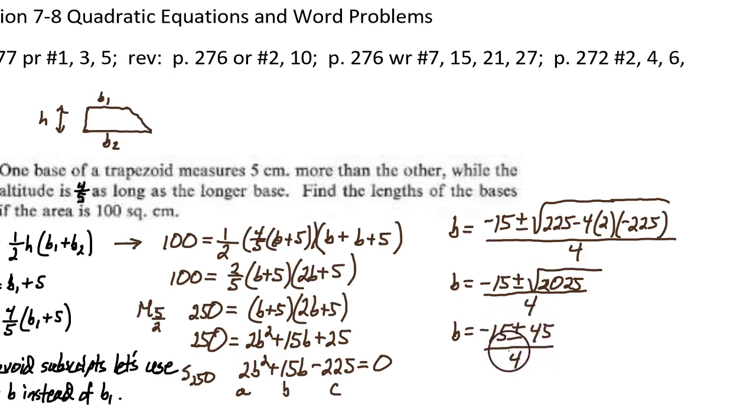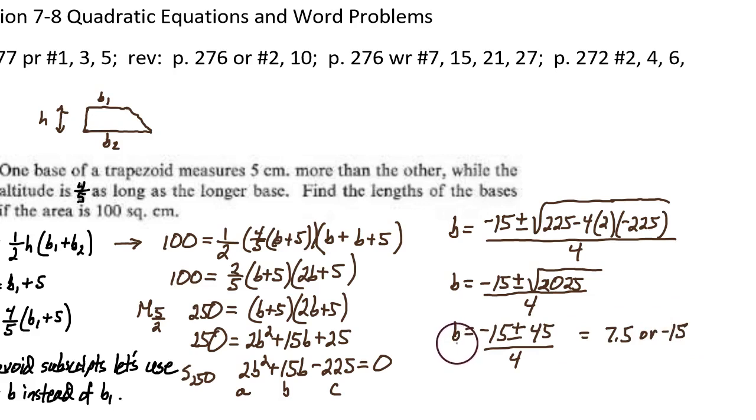This is going to generate two answers for the length of the base. The first answer is figured out by using this plus sign. Negative 15 plus 45 makes 30, and 30 divided by 4 makes 7.5. The other answer is figured out by using this minus sign. Negative 15 minus 45 is negative 60, and negative 60 divided by 4 is negative 15.